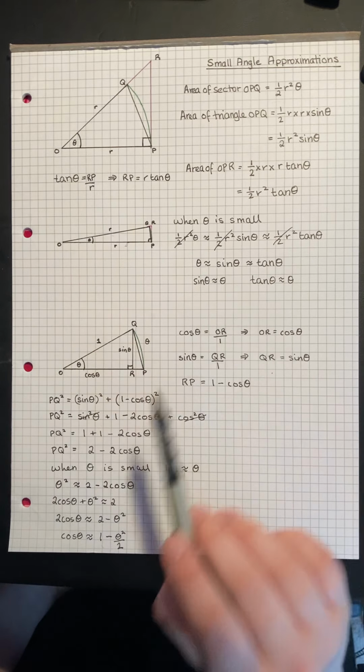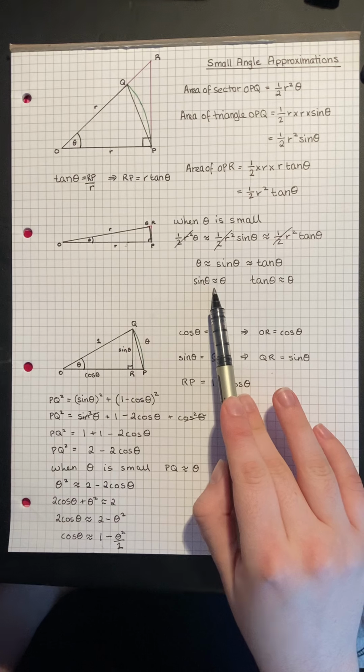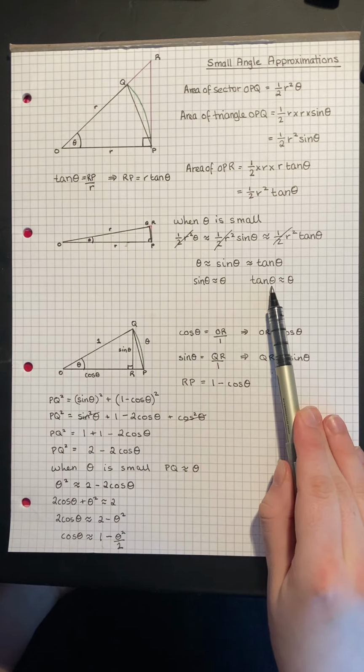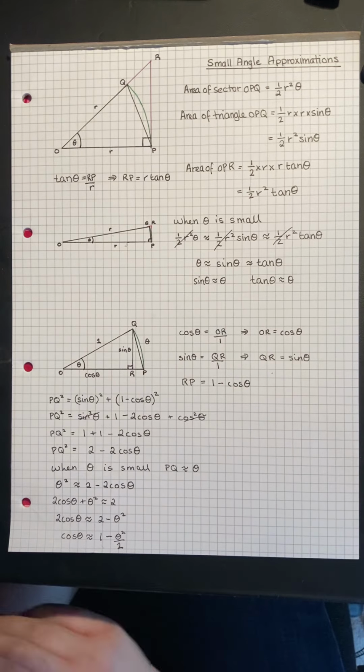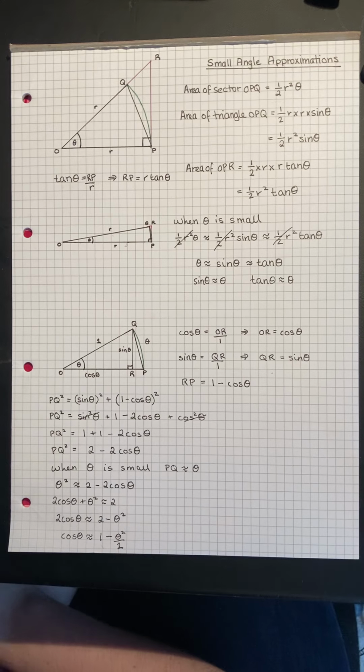So these three results are really important. Sine theta is approximately equal to theta, tan theta is approximately equal to theta, and cos theta is approximately equal to 1 minus theta squared over 2, when theta is small.